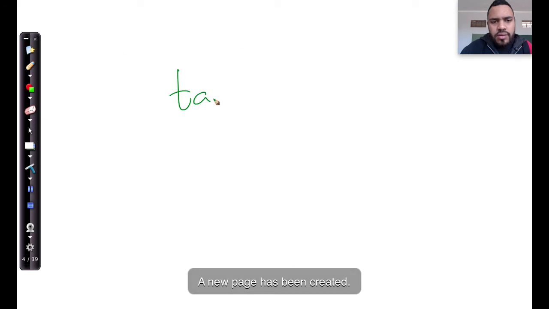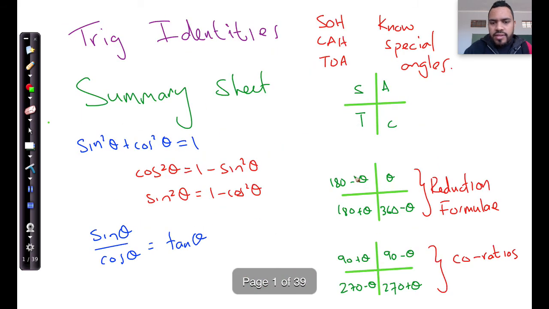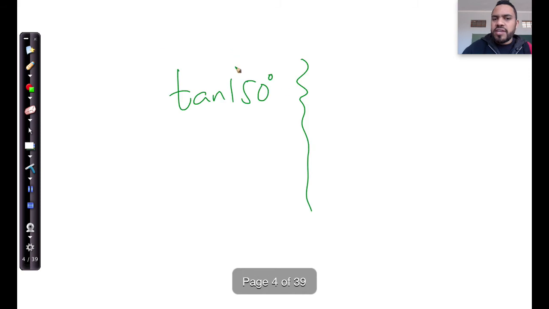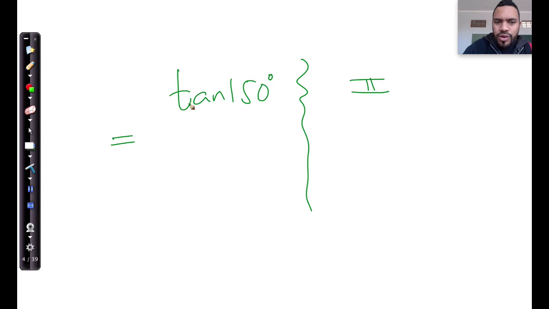Tan 150 degrees. Tan 150 lies in the second quadrant because that's bounded by 180 degrees. So this is going to be in the second quadrant. We know that tan in the second quadrant is going to be negative, so it's negative tan.